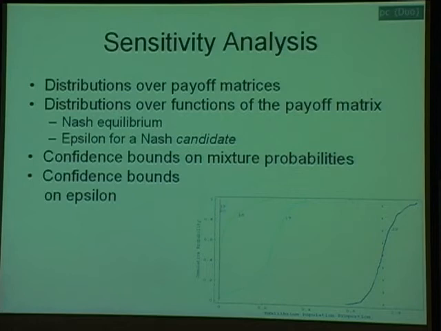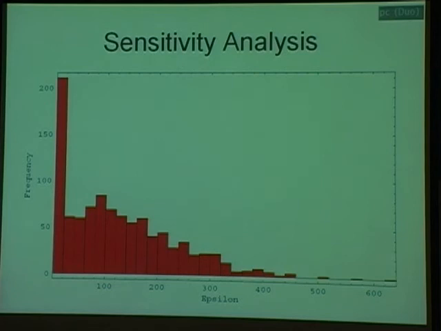We can do the same exact thing for epsilon. Sample from the payoff matrix distribution, compute the epsilon of a particular profile. So this is just a histogram of those epsilons. This is from a different game, but we can say, looking at this, 15% of this probability mass is at zero. That means, based on the sampling we've done so far, this profile has a 15% chance of really being in equilibrium.